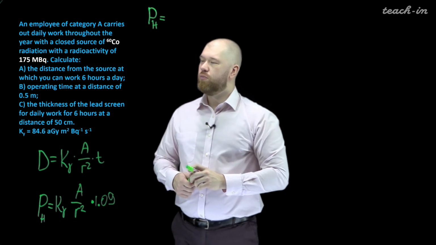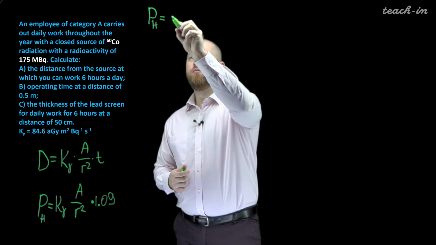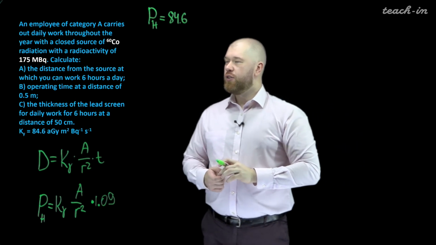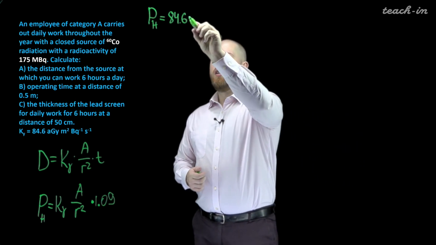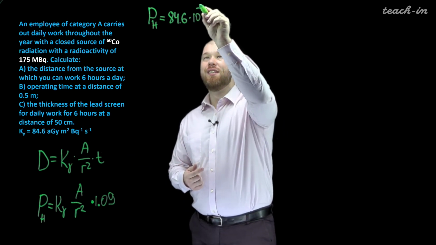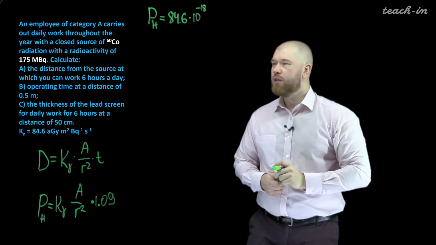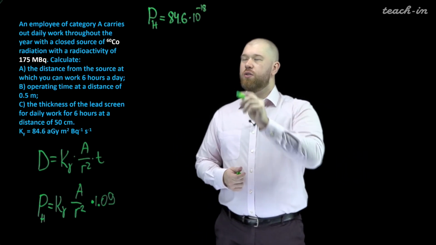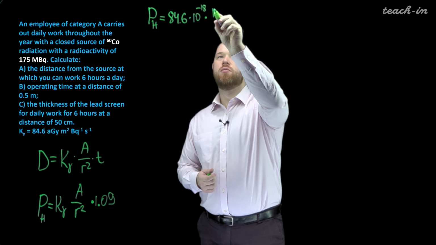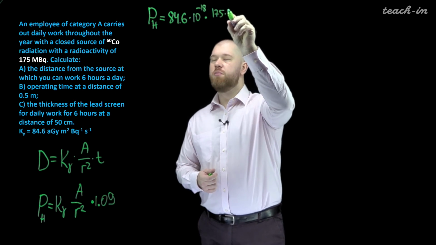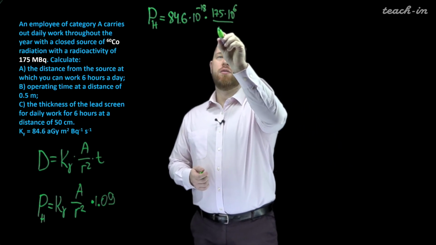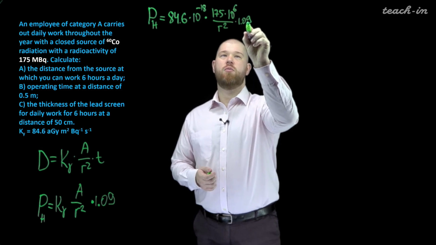Yeah, so we know the K gamma, it is 80.4, and first we'll try to find the distance. It is in atto grays, so it means 10 to the minus 18 grays, and we should multiply it by the activity, which is 175 megabecquerels, so 10 to the 6 becquerels, divided by r squared and multiplied by 10^9.